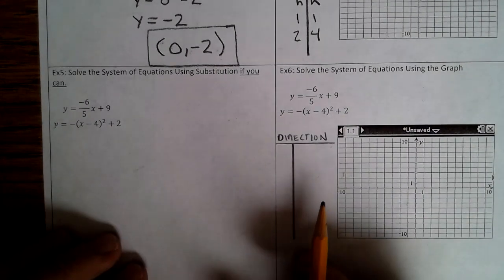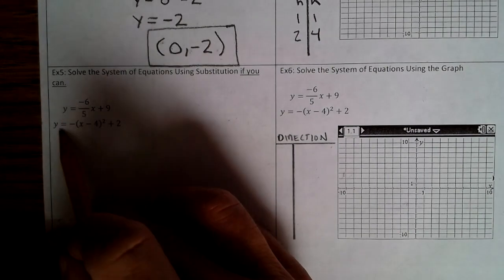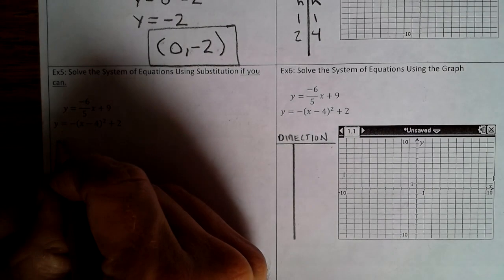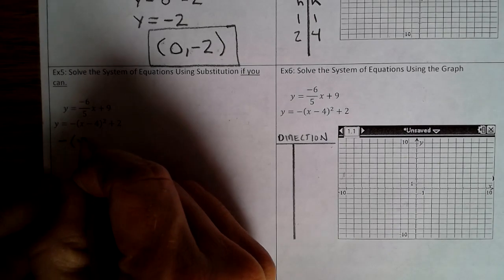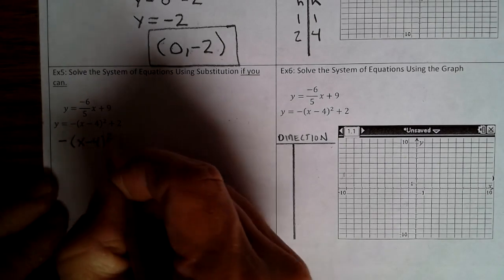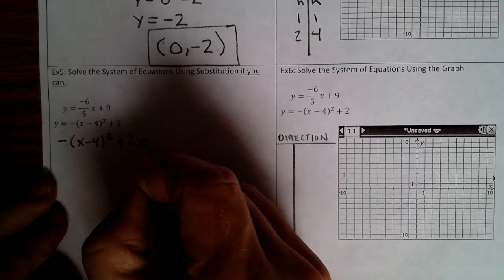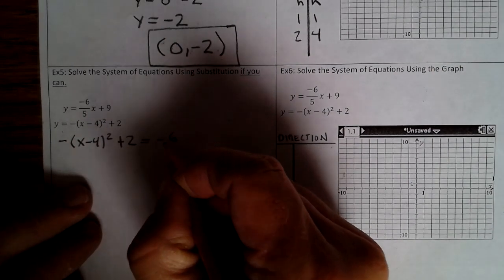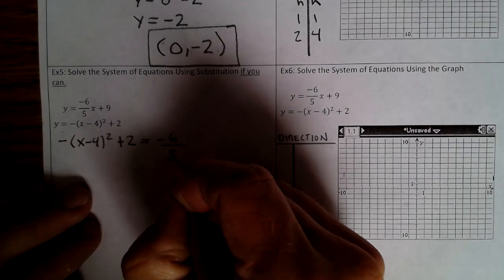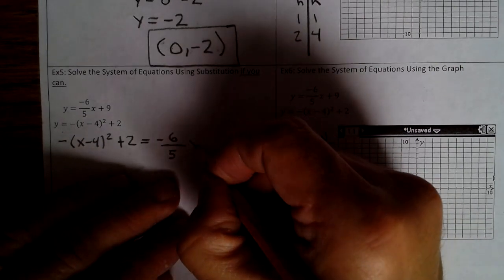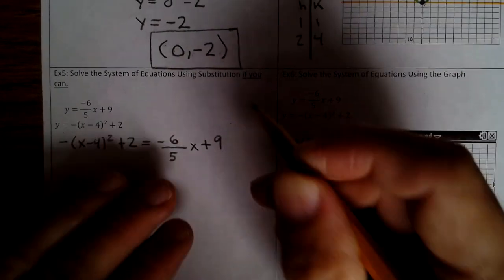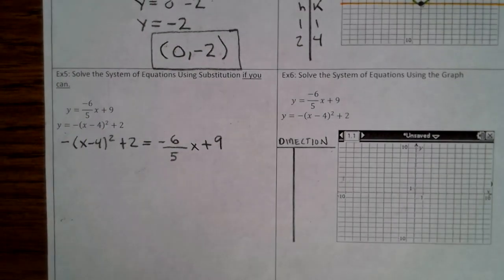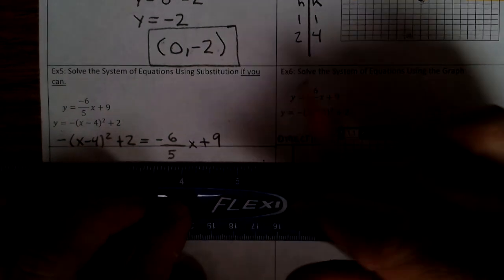Now here again we see that since they're both equal to y, they're equal to each other. So we have negative parentheses x minus 4 squared plus 2 equals -6 divided by 5 x plus 9. Now, this is probably going to take a little bit of work, so let's go ahead and add some lines to try to keep our work organized.